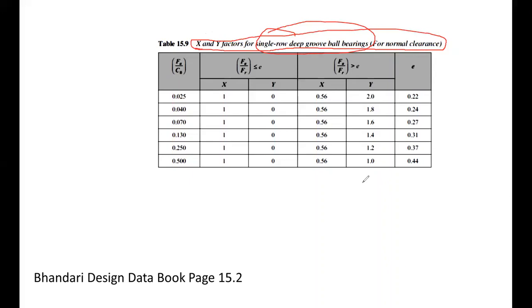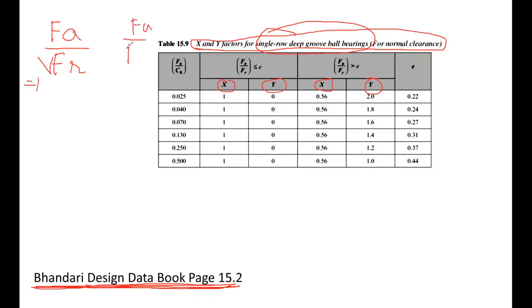How to find out the X and Y value? By the way, this is on the page 15.2 of Bhandari design data. How to find the value of X and Y? See, these values are there. Then how to find them? First, we will calculate FA upon VFR. In this ratio, V is 1. So obviously, we will find FA upon FR. And then we will check whether its value is greater than E, that is 0.44, which is this condition. Or it is less than or equal to E, which is this condition, right?